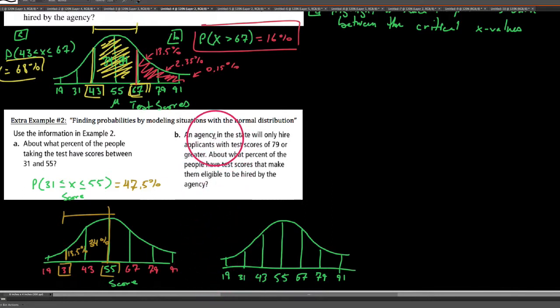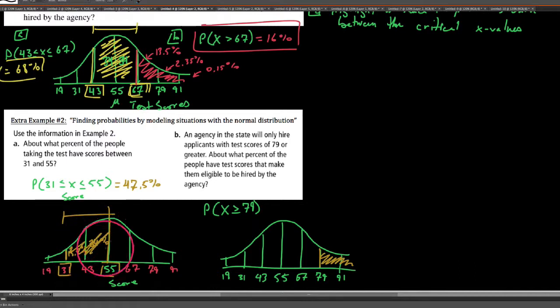We want to know, if an agency in the state will only hire applicants with test scores of 79 or greater, about what percentage of the people have test scores to make them eligible to be hired by the agency. So again, we're going to write this probability: what percentage of test scores, or random x value down here, is 79 or greater. So we say 79 or greater would be this value here, and we would shade this portion of the curve here.